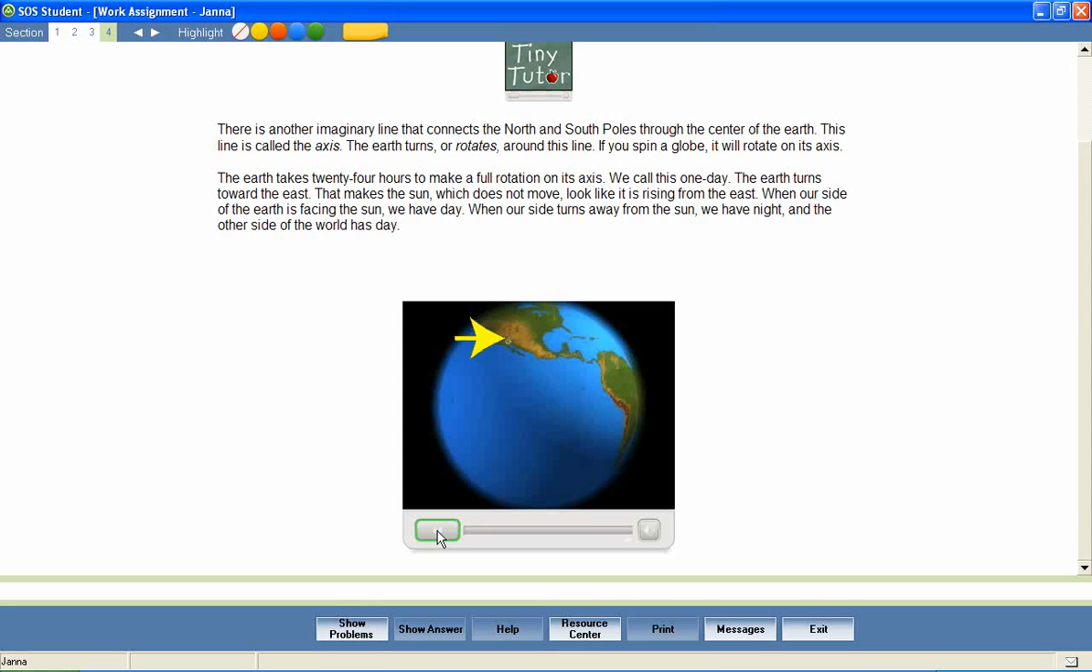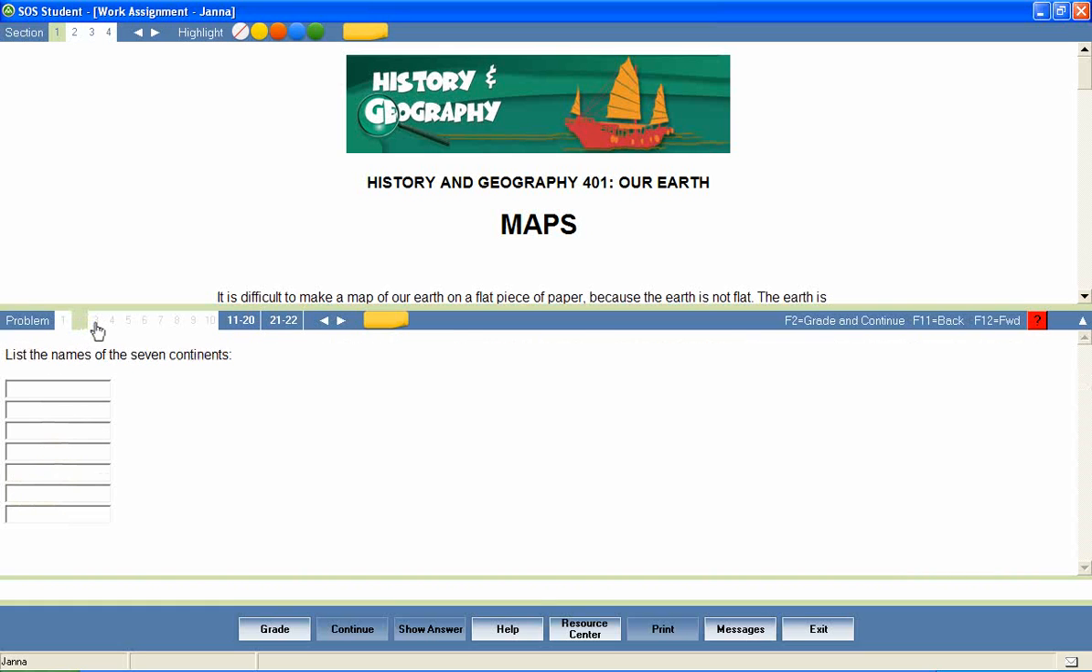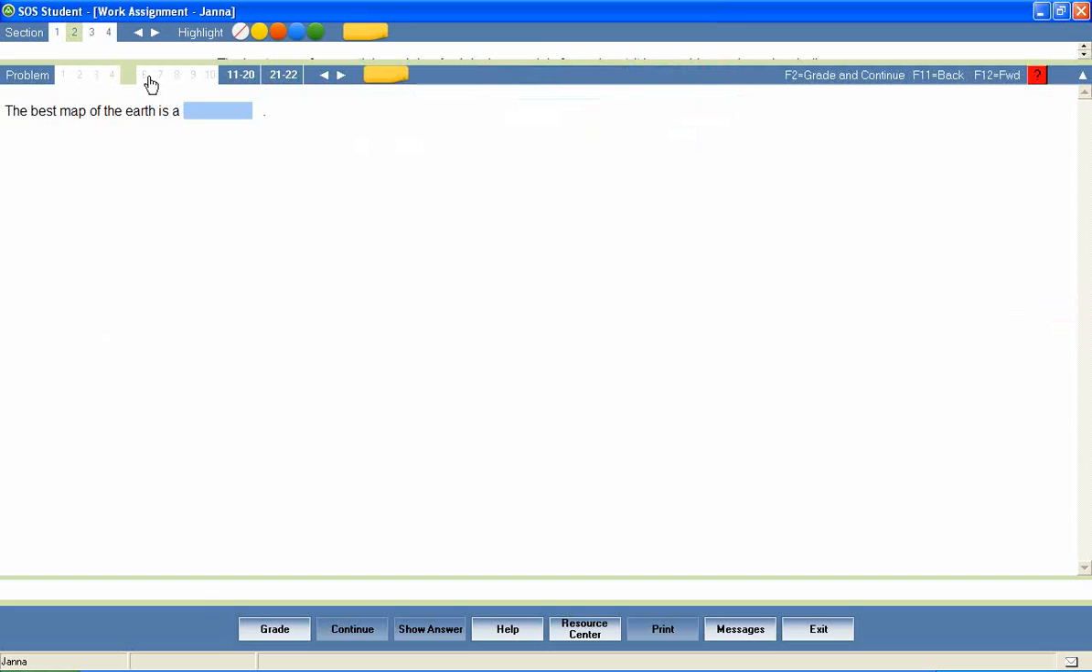At the end of the lesson, the student is presented with a series of questions that provide a review of lesson content. Questions are presented in a variety of formats, including matching, fill in the blank, essay questions, and many more. 85 to 90% of student work is graded instantly by the program.